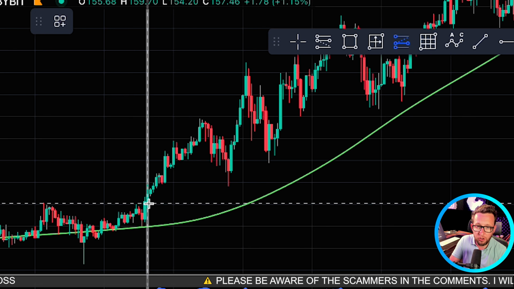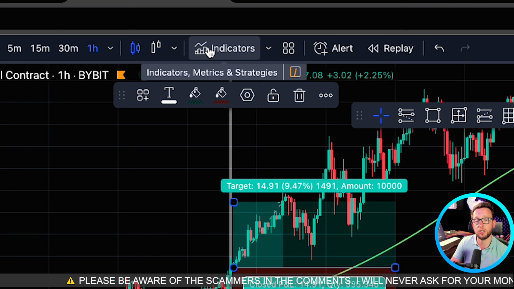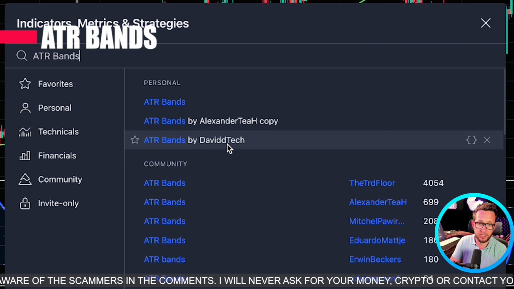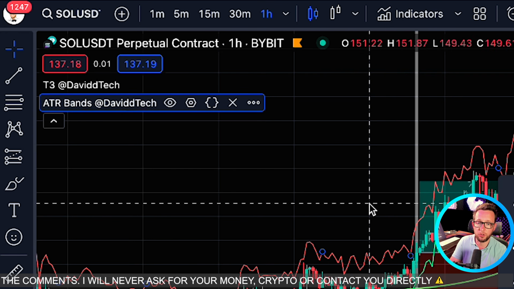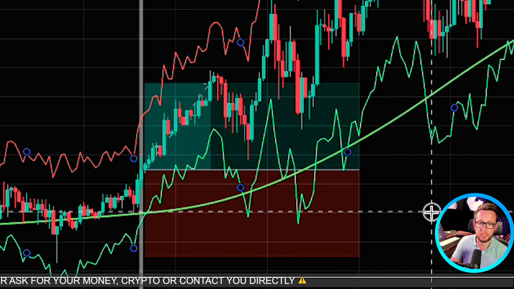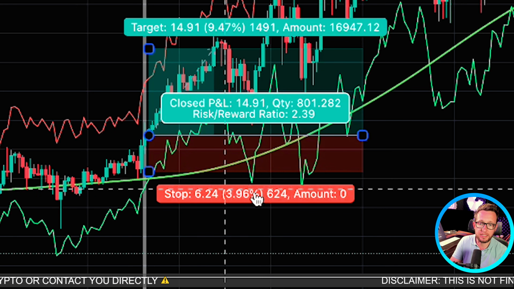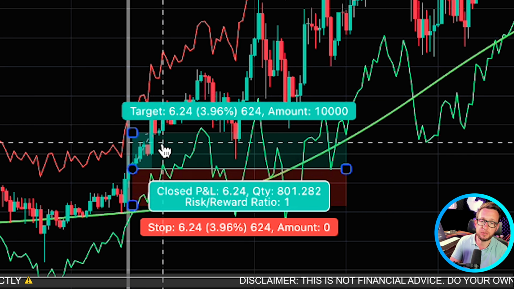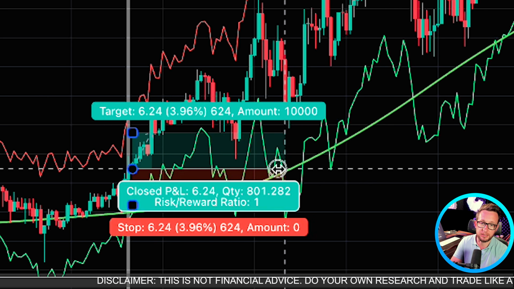I'm going to set my long to the next candle, and we're going to set our stop losses and take profits. Now, the stop loss and take profit will be set thanks to the ATR bands by David Tech, this one just here. We're going to set our ATR bands to 3, as we are on an altcoin here, which means it gives us a little bit more wiggle room. We're going to put our stop loss to the ATR band, and we're looking for a risk to reward of 1, meaning this was a very good trade and a win of 3.96%.